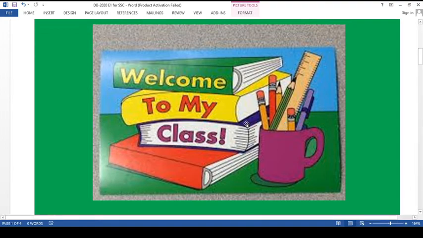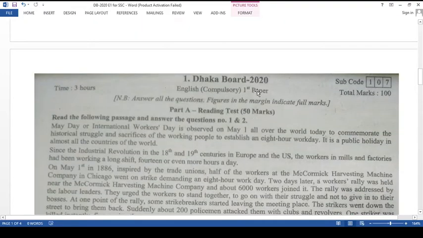Let us get started with our today's class. Today is our presentation on the solution of the English first paper question of Dhaka Board 2020. In this question, we'll just try to discover how a board question is and what type of questions appear in our board question. If we are equipped, if we are expert in solving this type of question, it will be easy for us to do better in our board exam. So let us go through the solutions of Dhaka Board 2020.